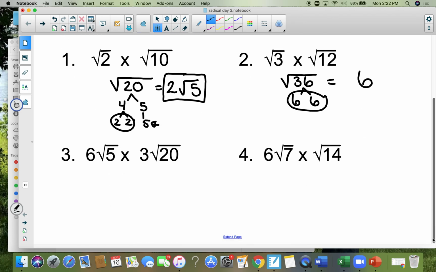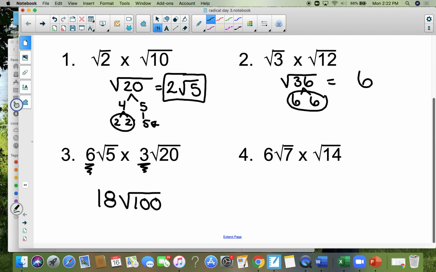Okay, now this one. What do you do when there's numbers on the outside? So this is what I want you to do. You combine the outside, 6 times 3 is 18, and you combine the inside. 5 times 20 is 100.